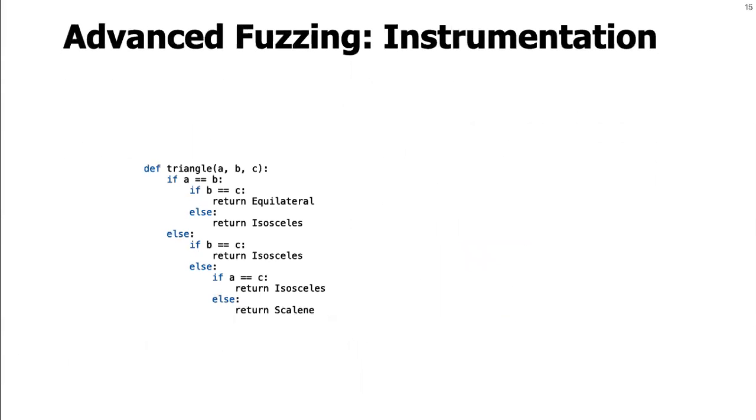Now, the most popular way to overcome this issue is by use of instrumentation. That is, we insert probes into the program that extract the path taken by the program. And this runtime information is used to guide the input generation.